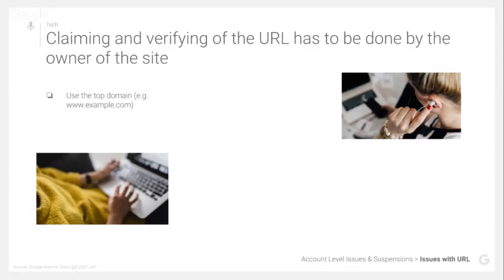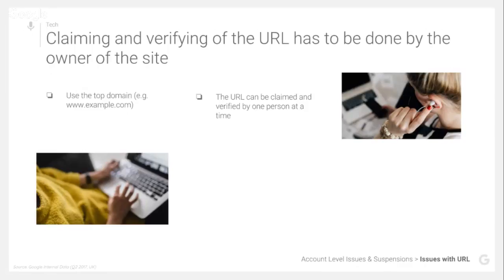So if you get an error message about not being able to claim a URL, it's always good to use the top domain. Just use, for example, example.com when you're trying to claim the domain. As that is the highest possible claim you could do, you could get the website claimed and verified that way. So that's a good little tip. When it comes to verification and claiming, this issue usually comes from the fact that the URL can be claimed by one person at a time. That means there can be only one Merchant Center account per URL, per domain.